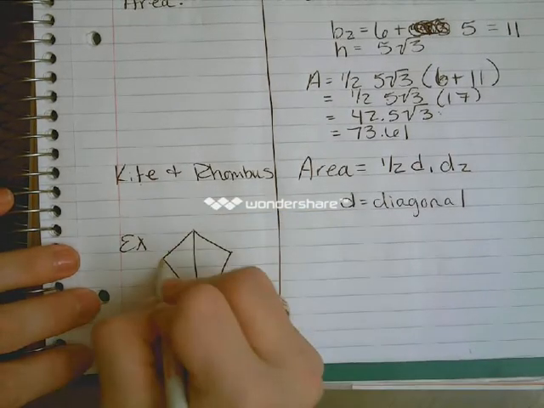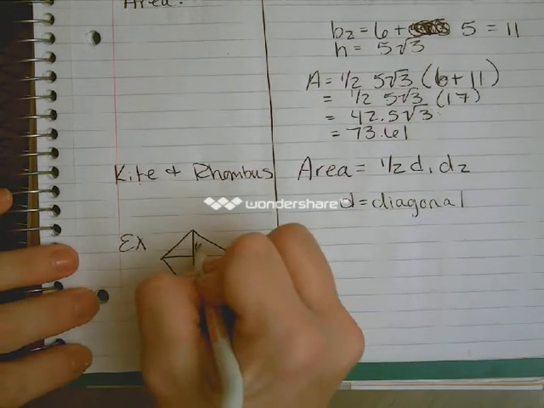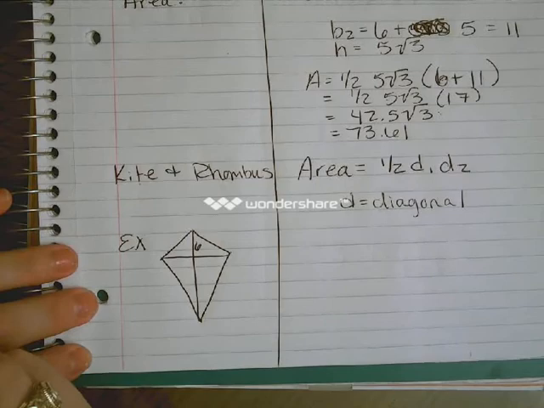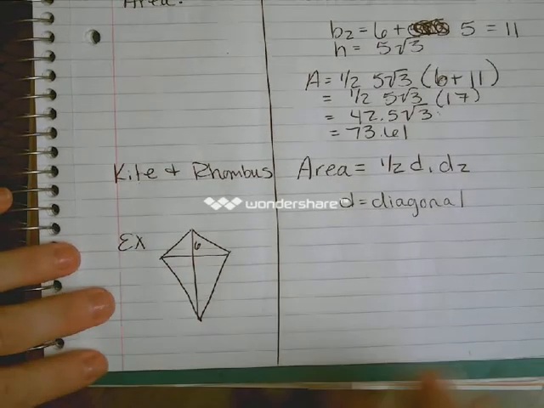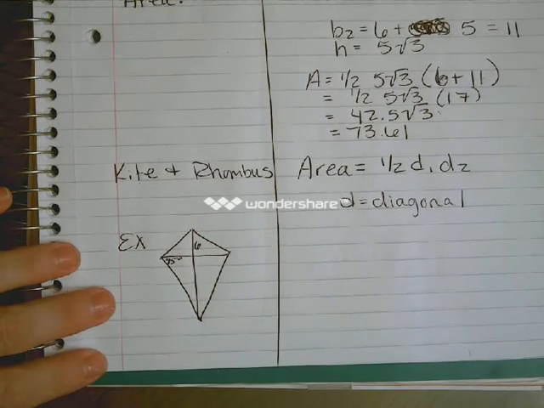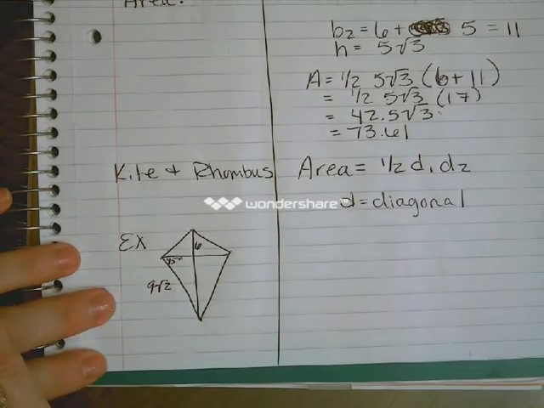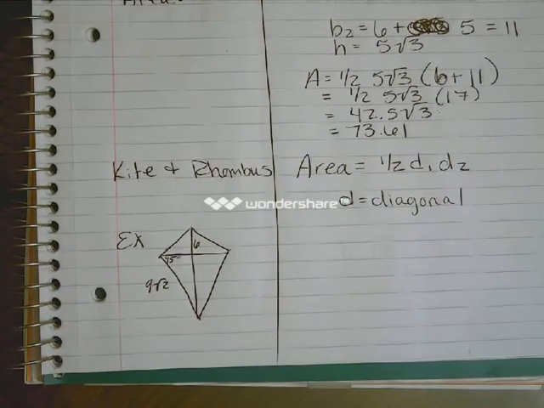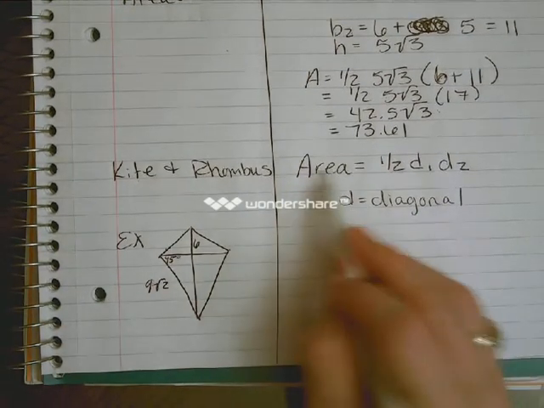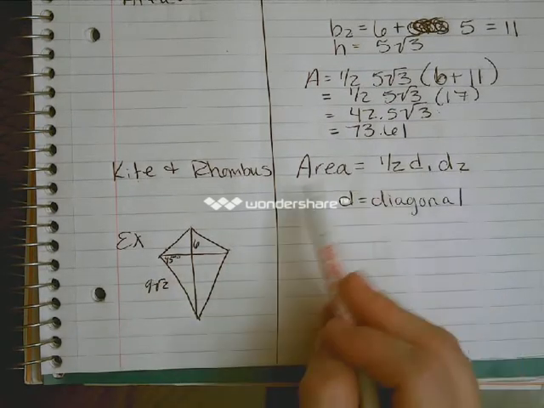That's 6. This picture is not drawn to scale, but I'm going to say that that angle is 45 degrees. Let's say that this is 9 square root 2. So again, look at your formula. What are you missing? I don't have either one of my diagonals, so I need to find both of them. The only part I have is this part.